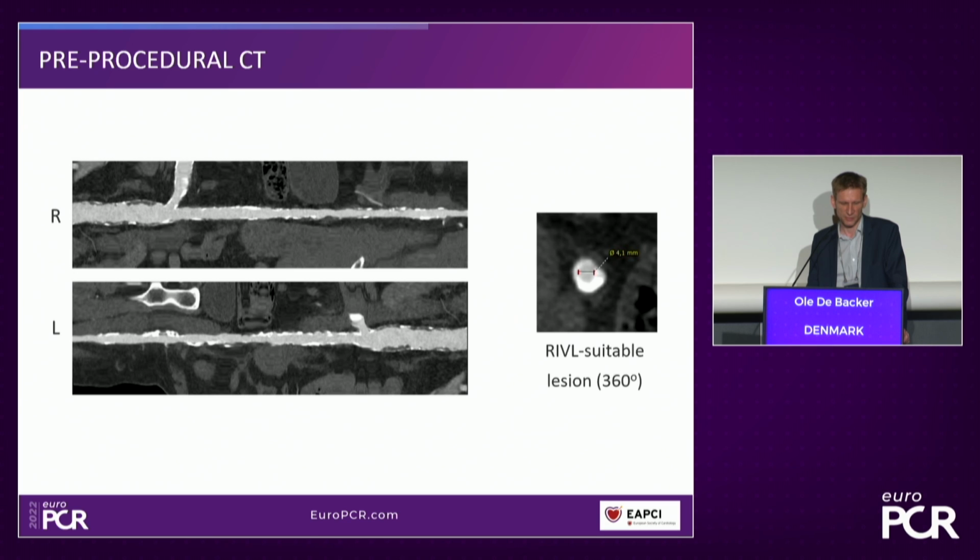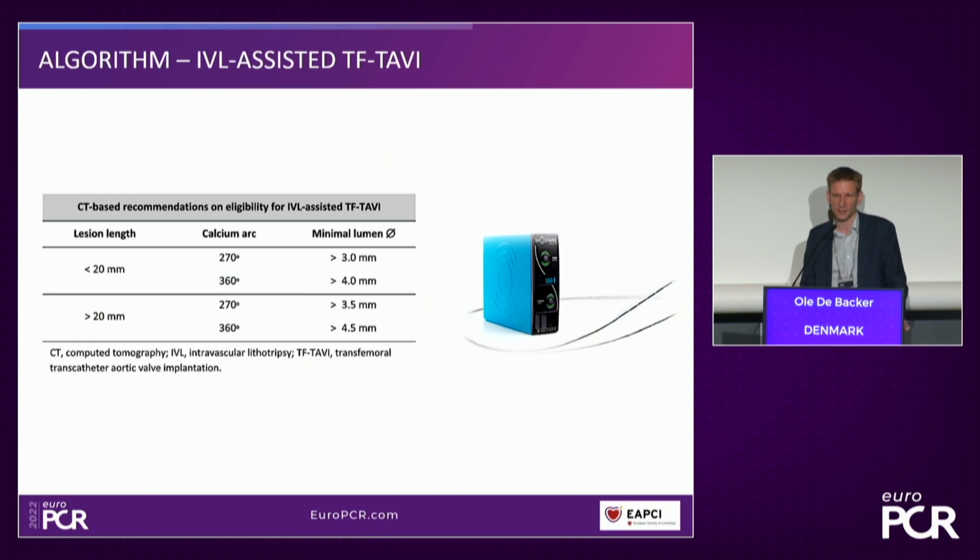The best part is the right iliofemoral axis. And there, on particular spots, I have a lumen as small as 4.1 with circumferential calcification. But I think these are really good suitable lesions. This is the algorithm actually that we use in Copenhagen.